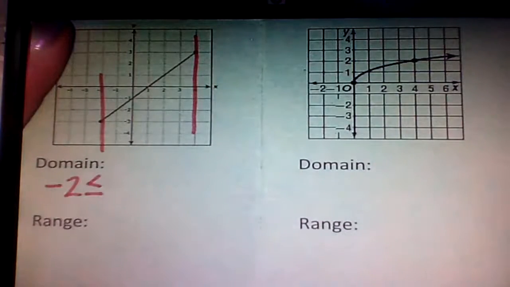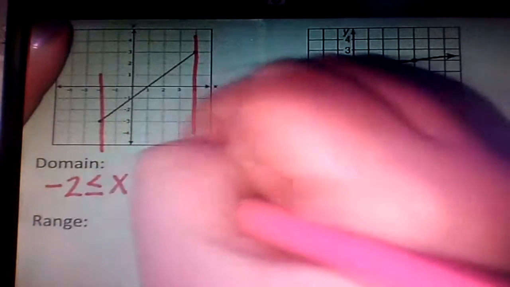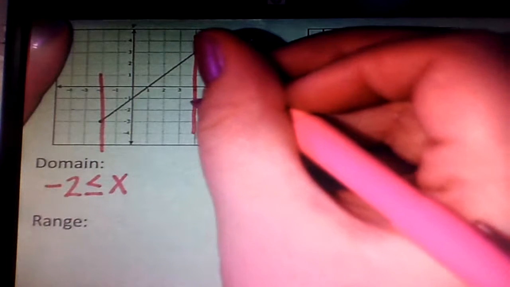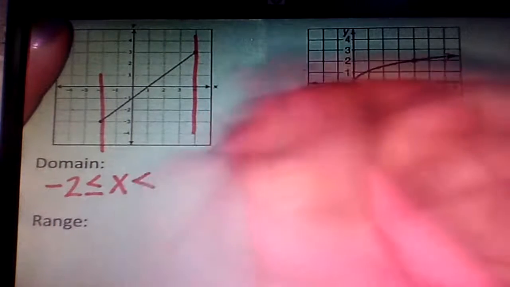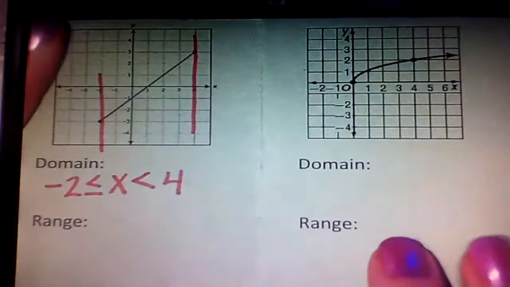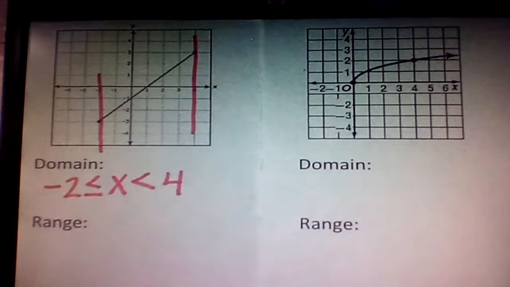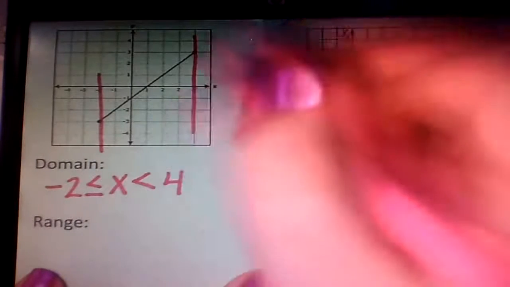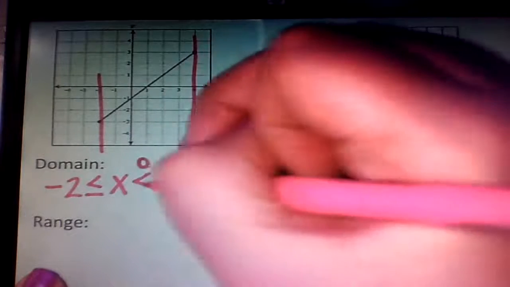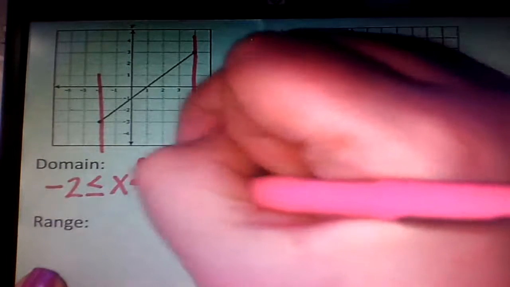Okay, so -2 is included. So -2 is less than or equal to. It's included. But when I get to 4, 4 is not included. So this is now just less than. So that means I can get to 3.999999999 and still have an answer. But as soon as I touch 4, there's no answer for 4. So this open circle at 4 is the reason that we only use less than.